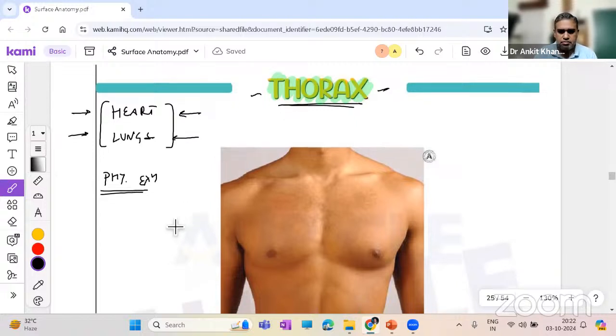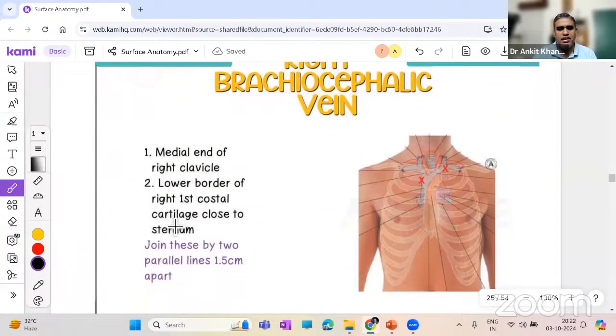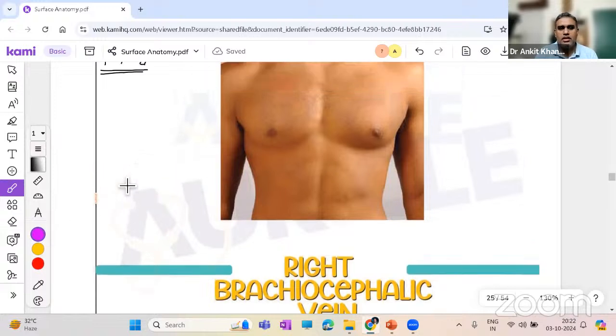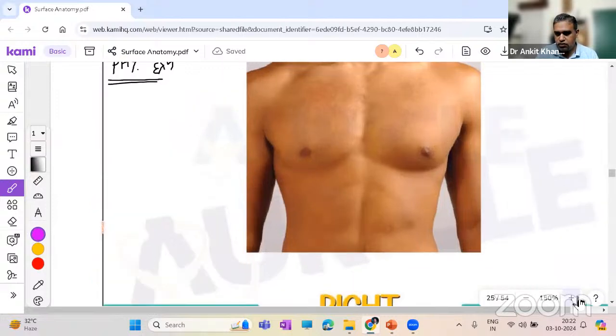So let's start without wasting any further time. Let's begin with the right brachiocephalic vein. Before moving to it, let me tell you a bit of the anatomy of the venous system as a whole. It will hardly take a minute to understand the basic anatomy of the venous drainage, and first of all you should know that.